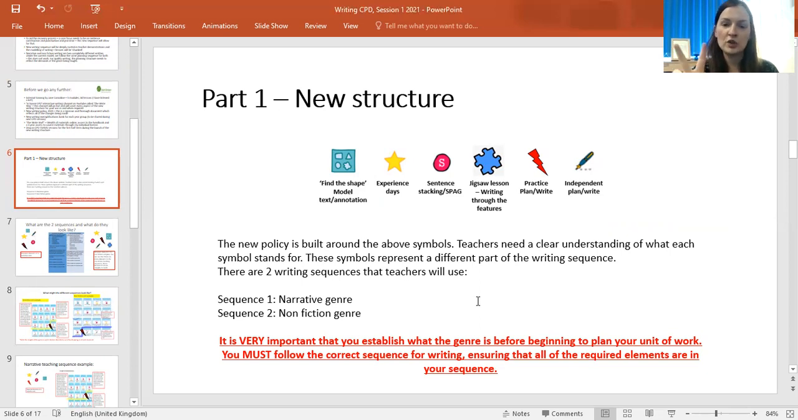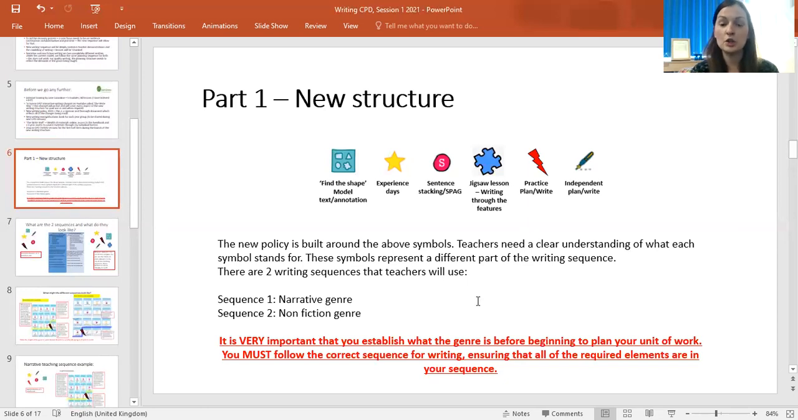As I've already mentioned, the reason that there's two different sequences, and this will become clear as I go through, is that a narrative genre is very different to a non-fiction genre. So the things that you're asking children to do should be quite different because the outcomes should be different. Non-fiction genres focus a lot more on the structure, the purpose, the layout, whereas your narrative genre is much more around your sentence construction, your figurative language and your detail. So it's really important that when you are planning, you either follow the narrative sequence, if it is a narrative unit you're doing, or a non-fiction sequence if it's the non-fiction genre that you are doing a unit of work on. And there are different symbols to follow in the different sequences.